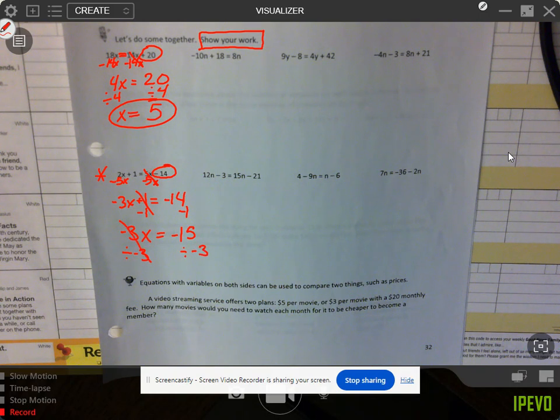So negative 3 divided by negative 3 gives me a positive 1. What is negative 15 divided by negative 3?